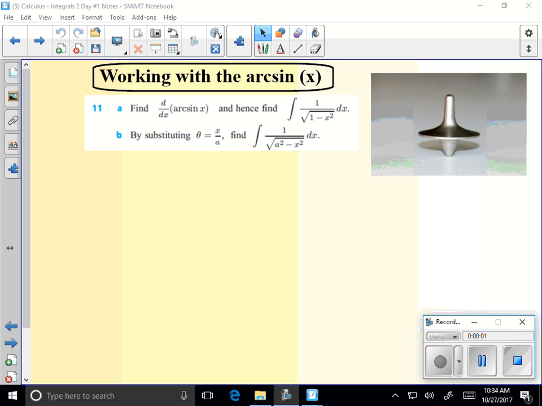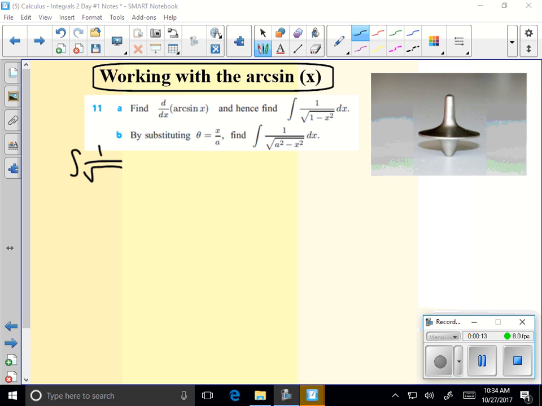Here we are. This is Calculus Integrals, Part 2, Day number 1 notes. We're going to do a little proof here. Let's start first of all with this. This is our friend. We actually just had a nice conversation about this. What do you suppose the integral of that would be?